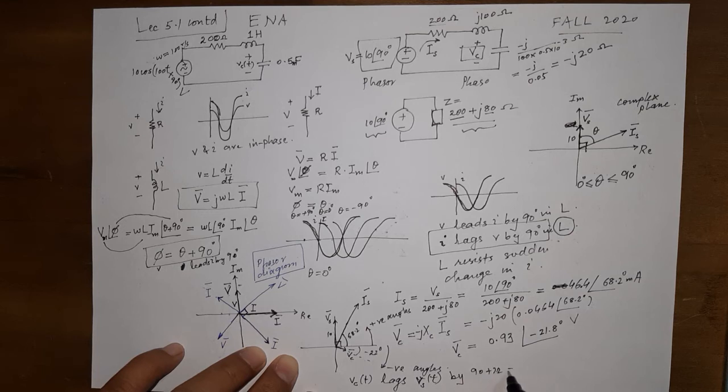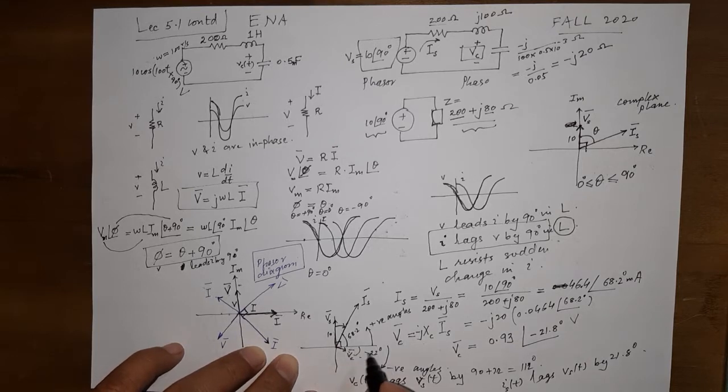Plus 22 or 12 degrees. And how much does this IS lag this one? So this is a lag. So we say IST lags VST by 21.8 degrees, this much amount.